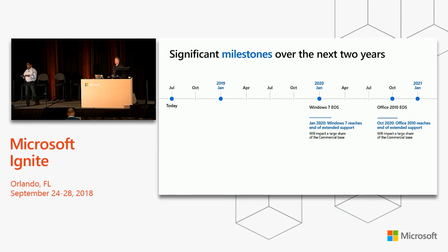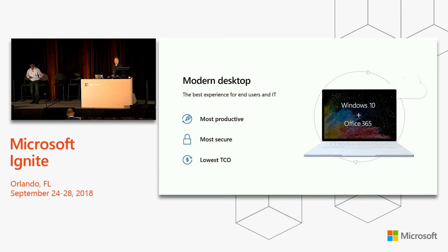So Office 2010 and Windows 7 go out of support in 2020. Which means that if you're running any of those environments, this is the time to start planning, to look at how you migrate out, and you have all these resources, right? And what we highly recommend is you evaluate the modern desktop, which is Windows 10 and Office 365. And what we have seen so far is it's the most productive platform.